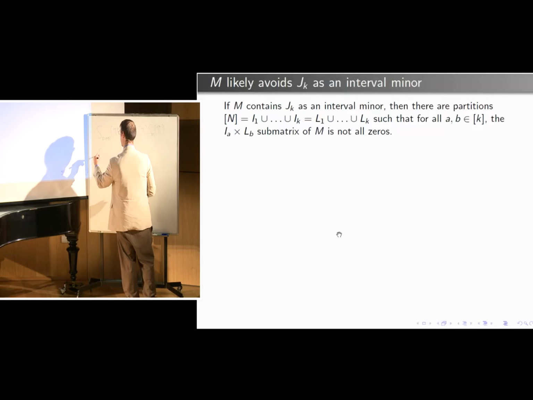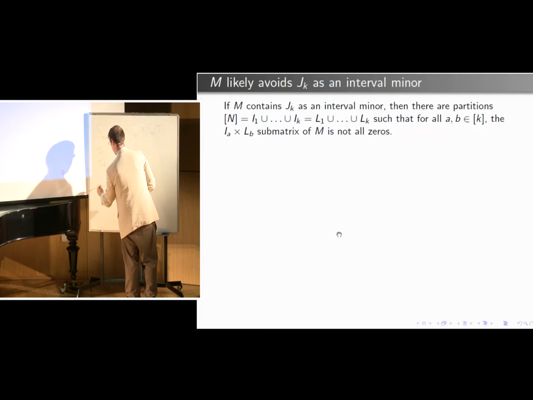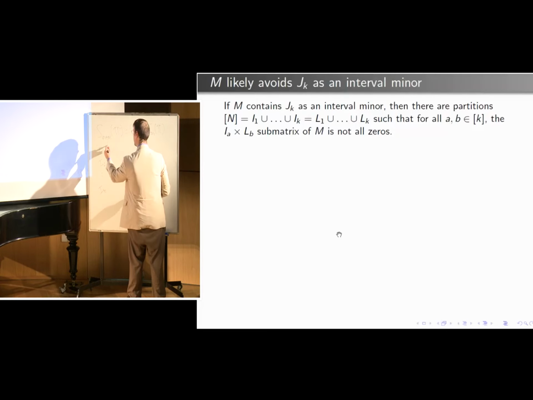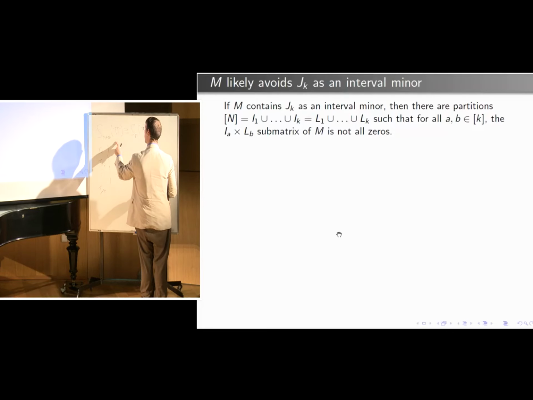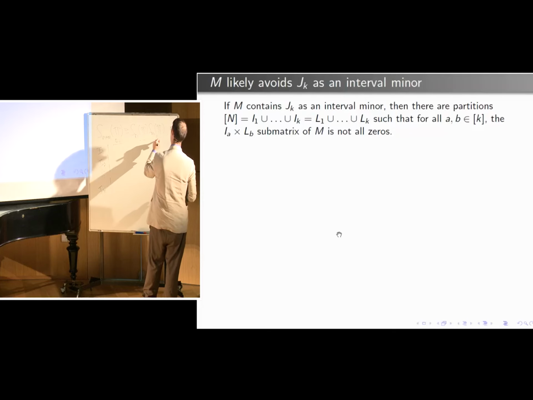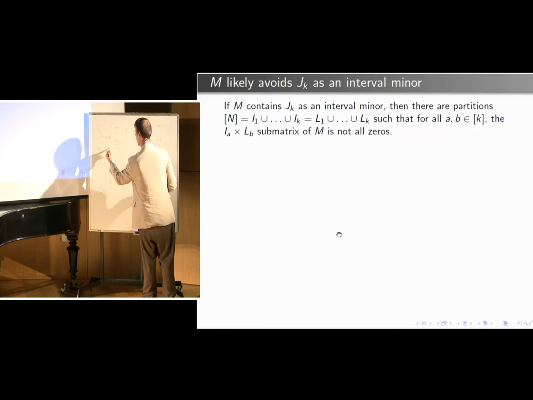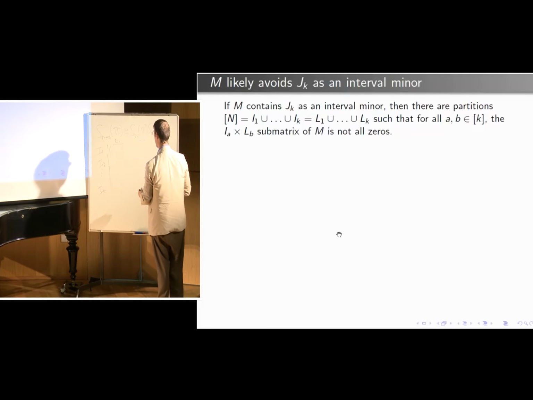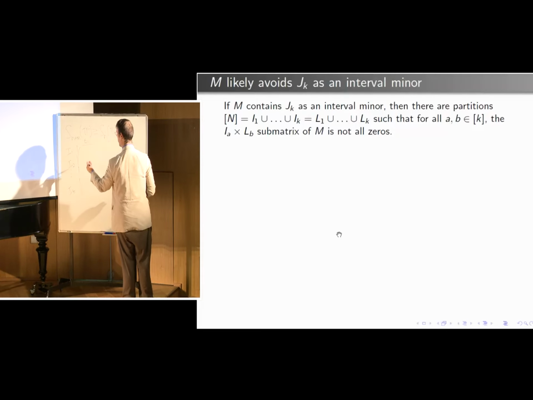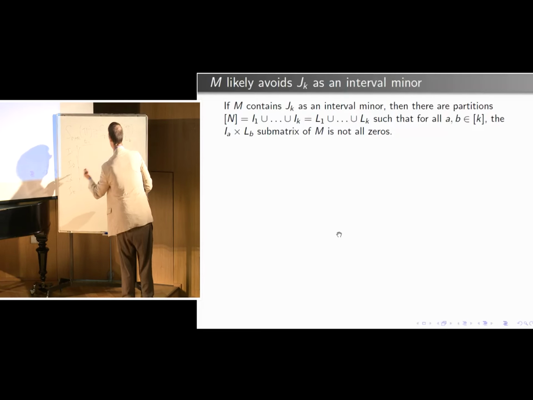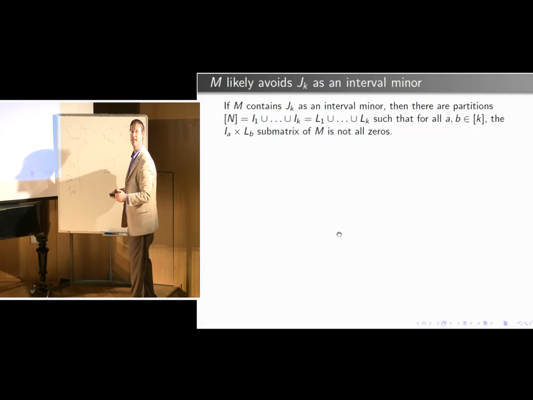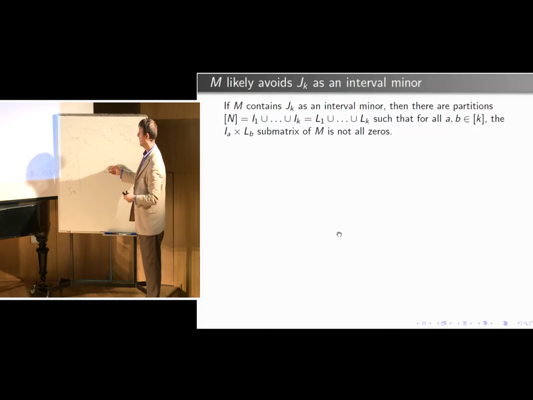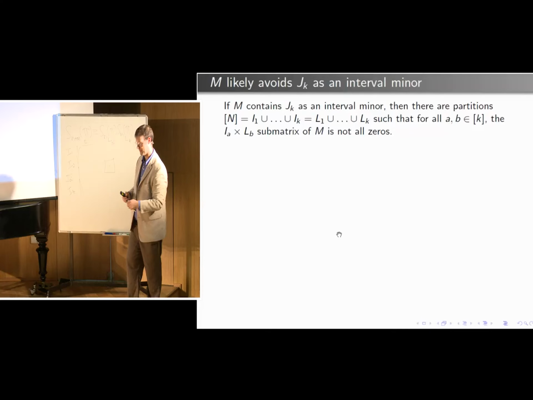So I have these intervals of rows and these intervals of columns. This is my n by n matrix. And each of these rectangles, so here's I_A and L_B, and that rectangle, and probably you can't see any of this, but I'm telling you that for every single one of these k-squared rectangles, there's going to be at least one entry in it.